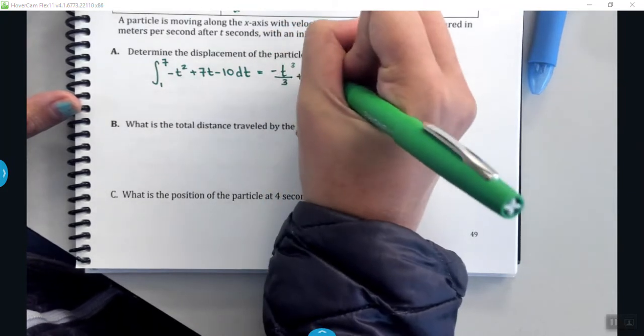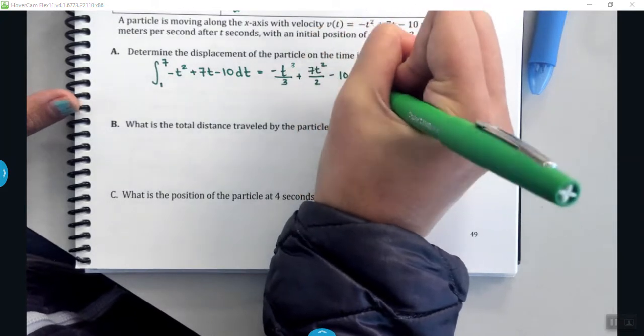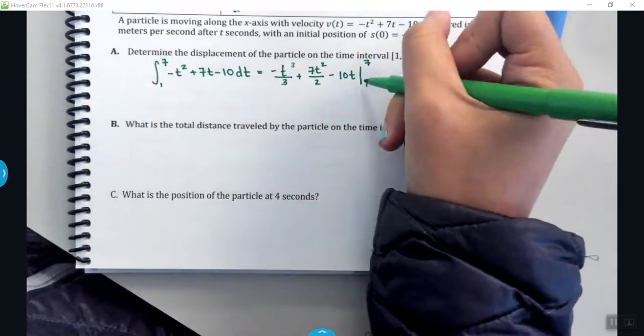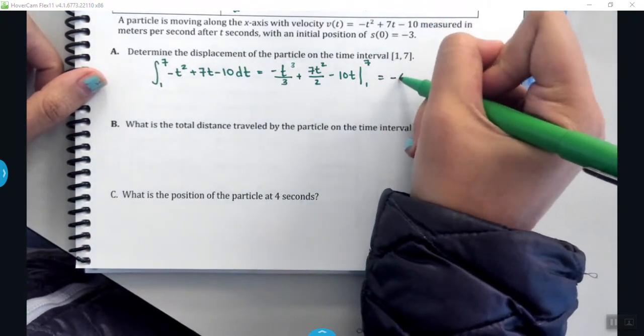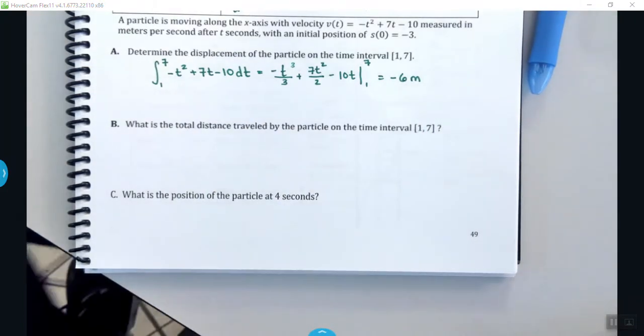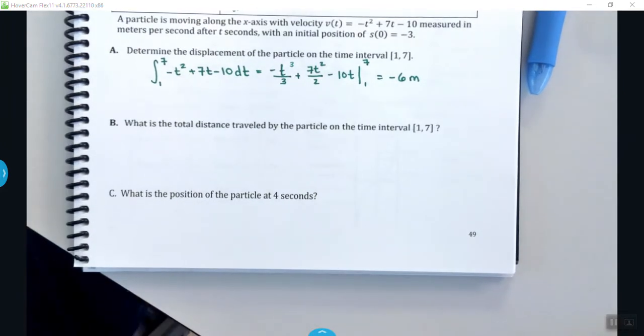Plus 7t squared over 2 minus 10t from 1 to 7. And then, I have it already for you. That answer, if you plug in 7 and 1, you get -6. Okay, cool. I'm not going to make you do that. That would be a lot.